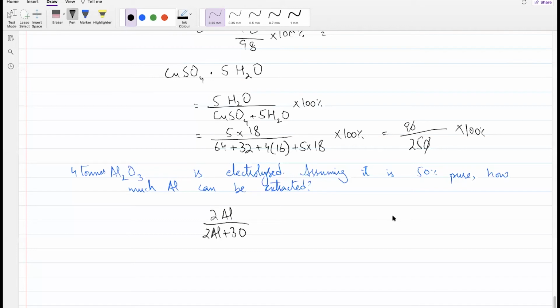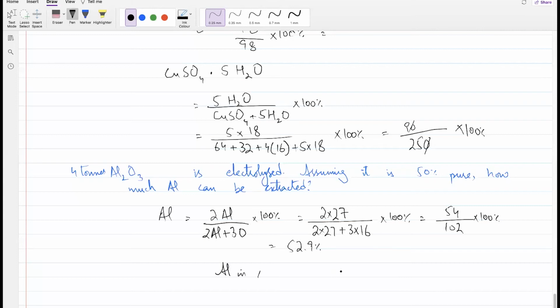So according to this, I must get what? So MR is 48 plus 54, and this is 102. So I'll just multiply. So this is 52.9% of that is aluminium. So aluminium's percentage is 52.9%. In the sample, you have 4 tons. So 4 times 52.9%. So that gives me, we are getting aluminium that is almost 2.12.